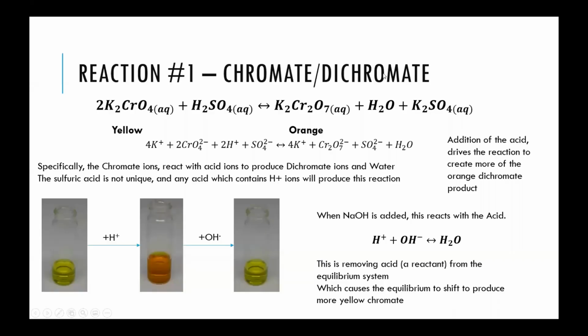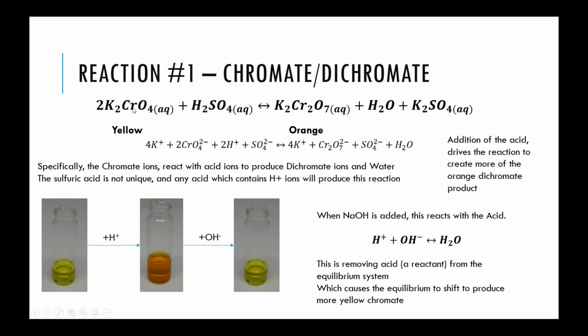There are 6 chemical equilibrium reactions that are being investigated in this experiment. The first reaction is the equilibrium between chromate and dichromate ions. Solutions of chromate, or potassium chromate, are yellow, while potassium dichromate is orange.